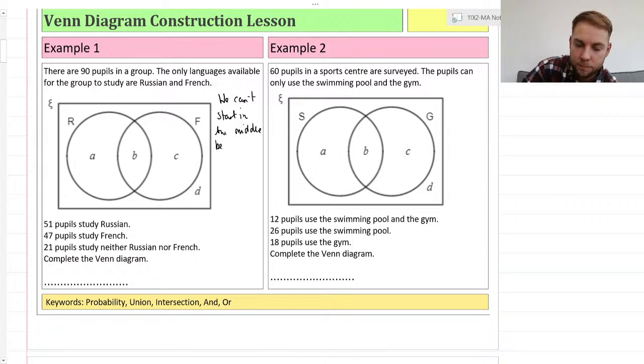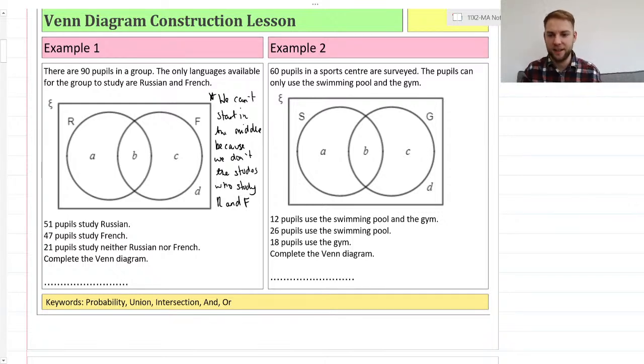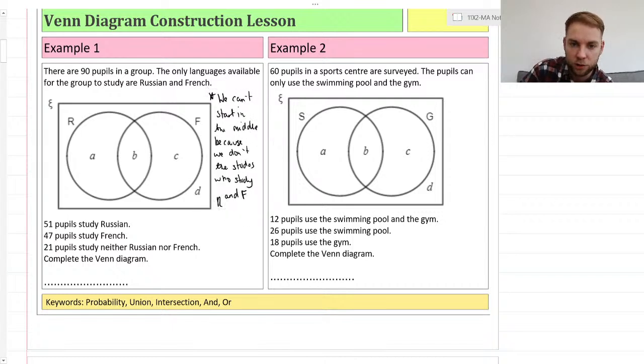Because we don't know the students who study Russian and French. Okay, so we can't start off with that. Usually we would start at the middle, and the next one we can do that, but this one here we can't. Okay, so get that down as part of what we're doing. I'm going to just get rid of that in a second because we haven't got enough room here. So we can't start in the middle because we don't know who studies French and Russian.